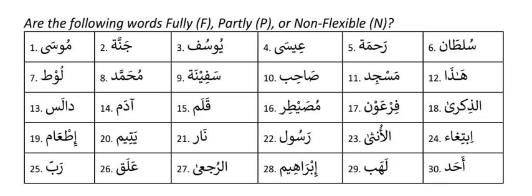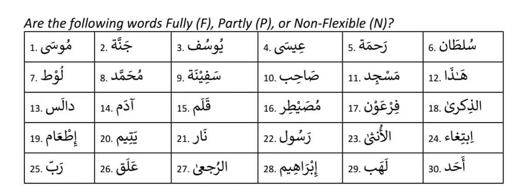Today we're going to discuss how to identify fully flexible, partly flexible, and non-flexible words in Arabic. Okay, this assignment. So the first word is Musa. It's ending with alif maksura, the ya. So it's Musa. The rafa is Musa, nasib is Musa, jar is Musa. So it's a non-flexible word.